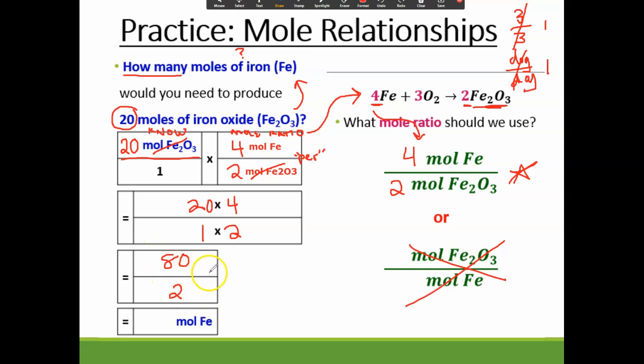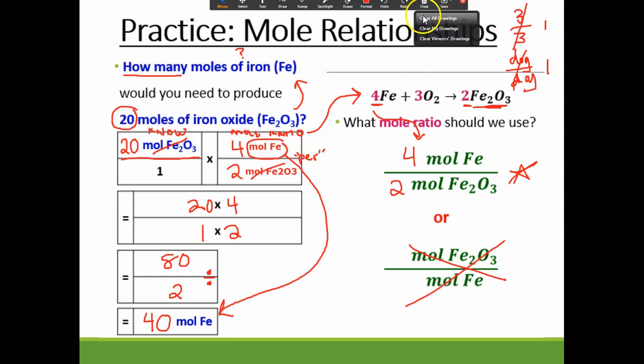But remember, fractions are just division in disguise. So what I can also do is simplify this even further and just do 80 divided by 2, which gives me 40. Now don't forget your final units. Final units are the units that did not get canceled out, those units that we were solving for. And in this case, this would be moles of iron.